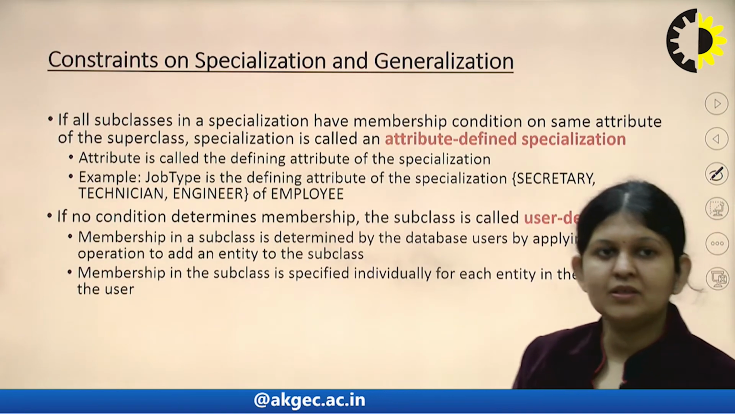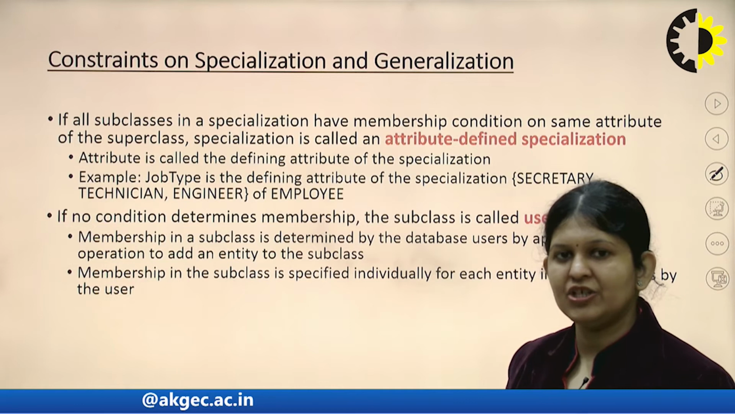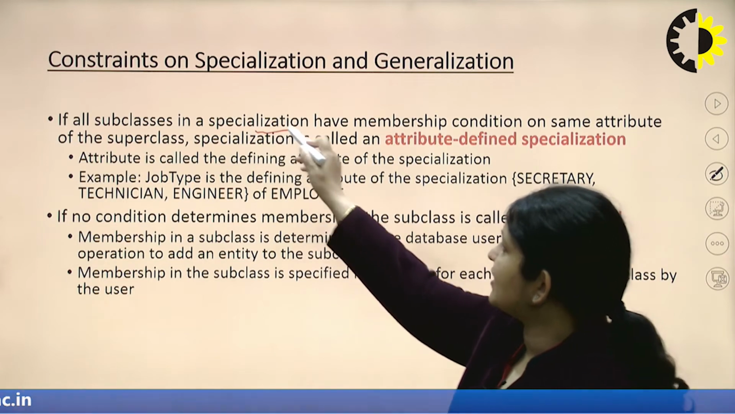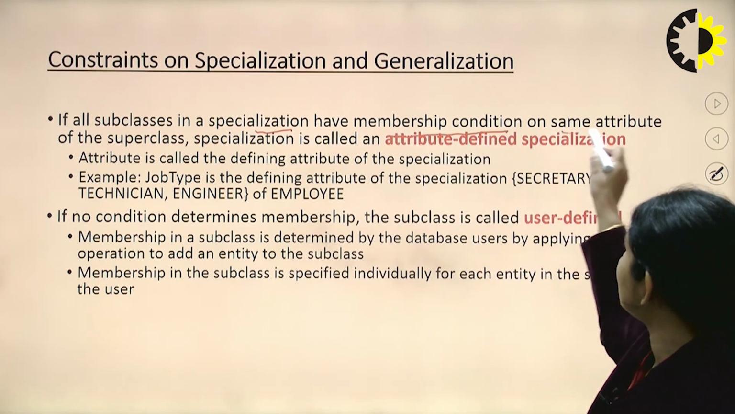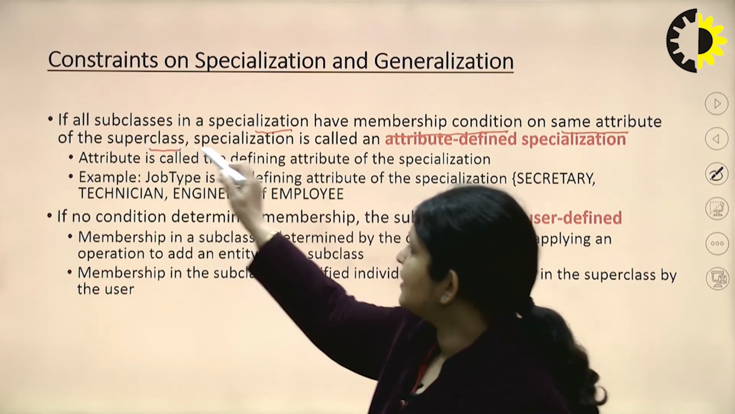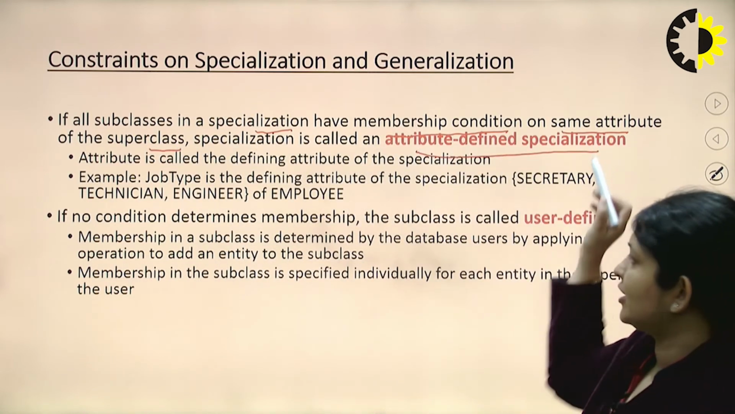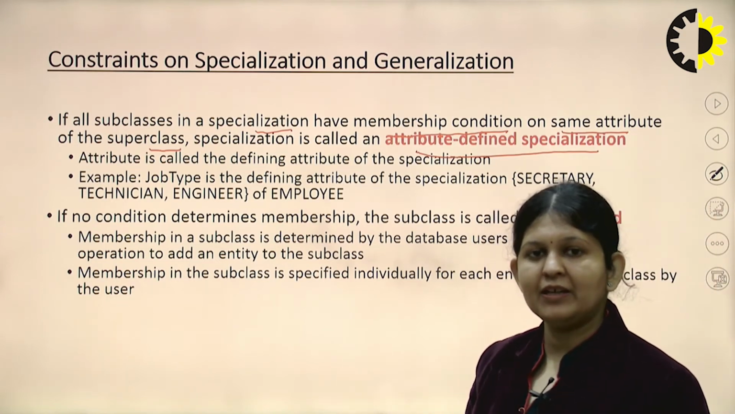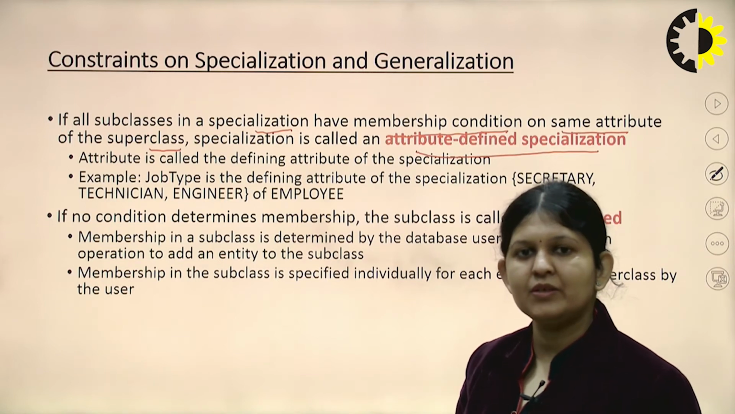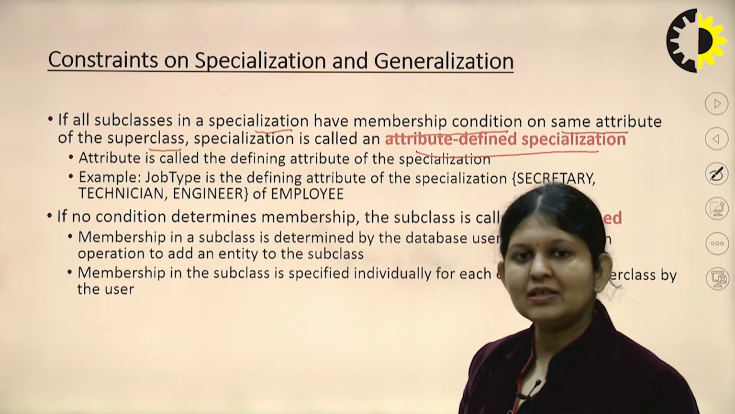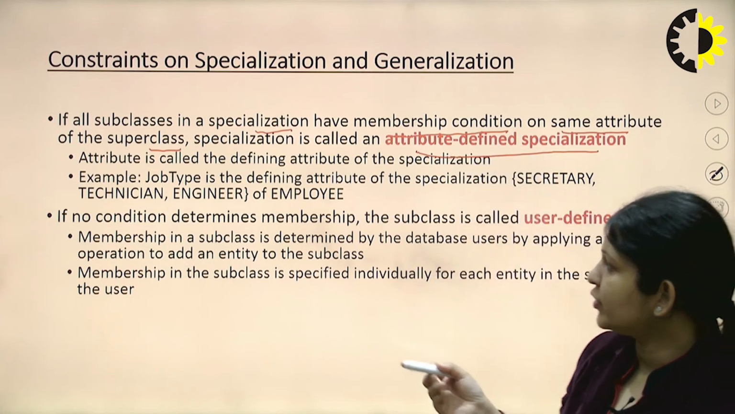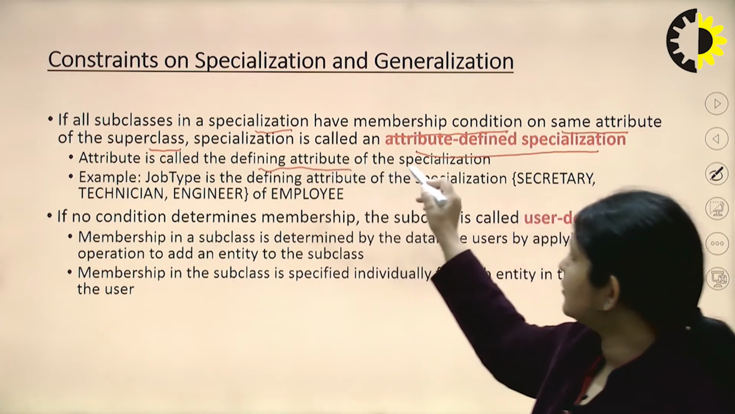We can also have certain constraints on specialization and generalization. Let's see what the constraints are. If all the subclasses in a specialization have a membership condition on the same attribute of the superclass, the specialization is called attribute defined specialization. That means a condition is applied to a particular attribute and based upon that the entities have been classified. That attribute is called the defining attribute of the specialization.